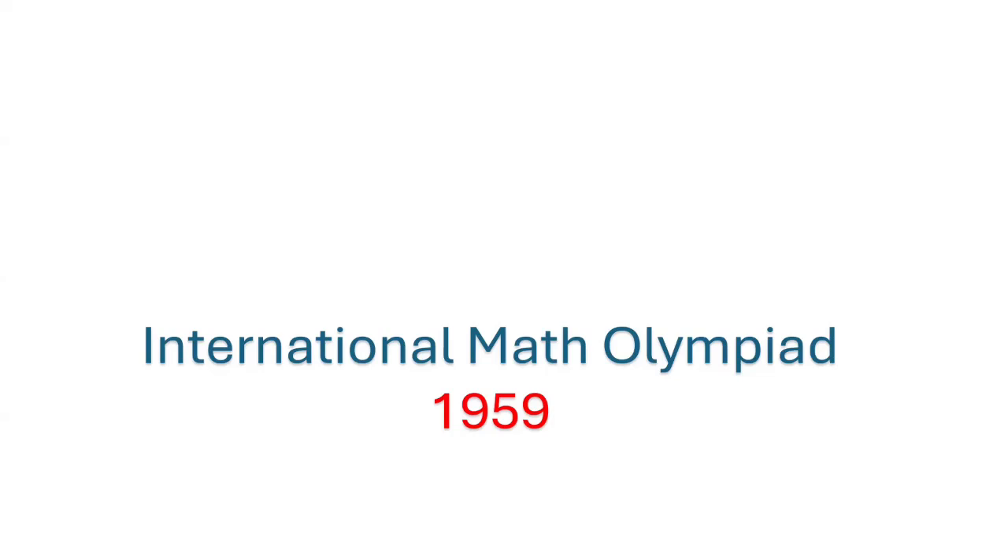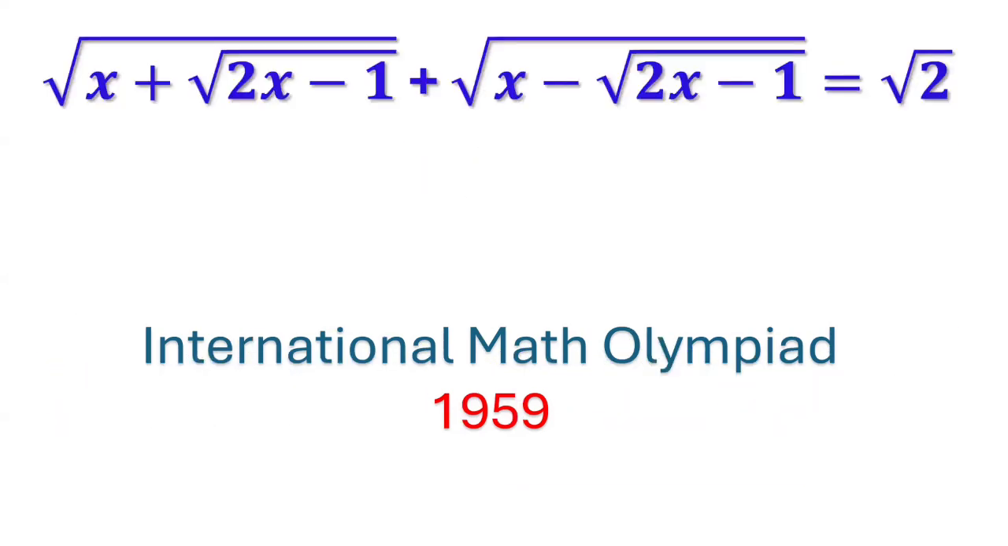Welcome to my lecture. Today we are going to solve a problem from International Math Olympiad 1959. So the question is like this. A nested square root is given and the question is find x. The assumption here is that x is real and the square root is calculated on the basis of a non-negative number. With this assumption, we have to find x.